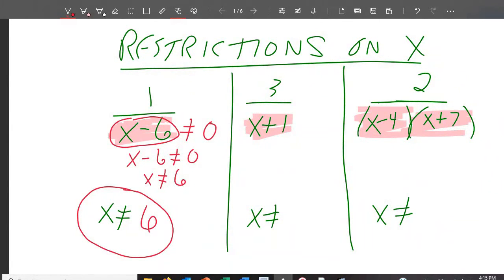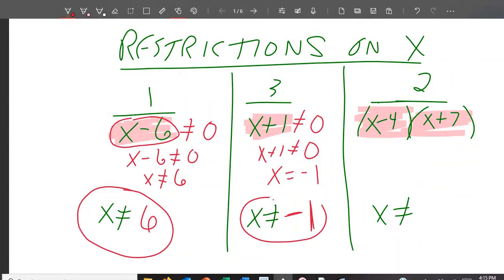So again, take what's in the denominator, put the not equal to symbol and the 0, and solve for x. Subtract 1 from both sides, we'll get this to be -1. So my restriction is x not equal to -1.